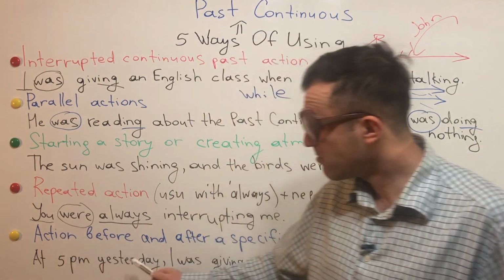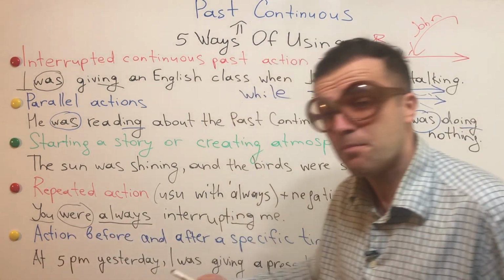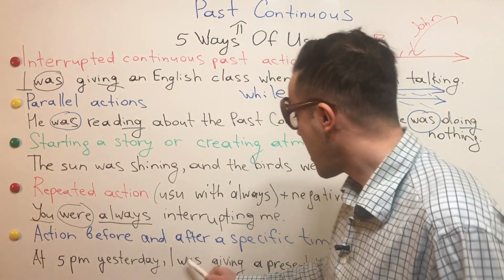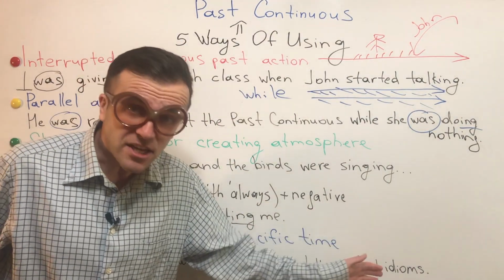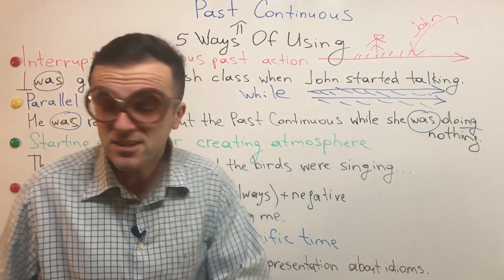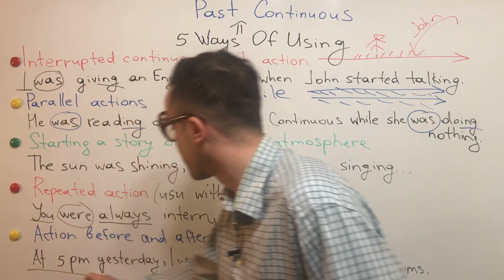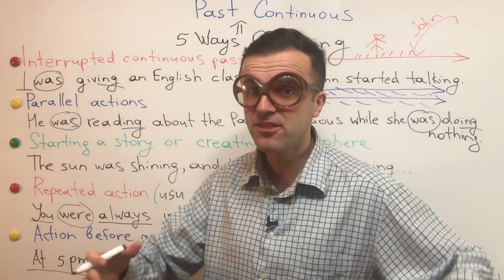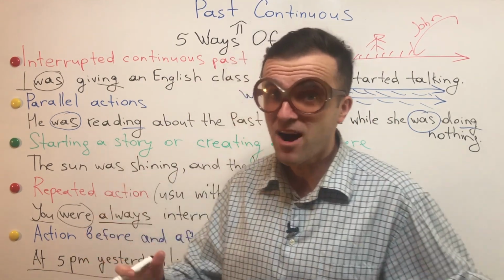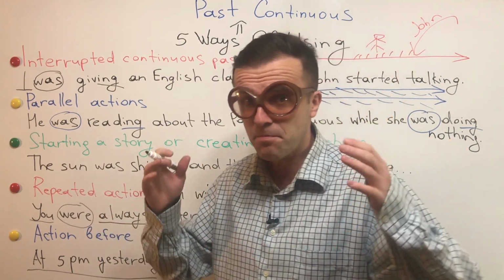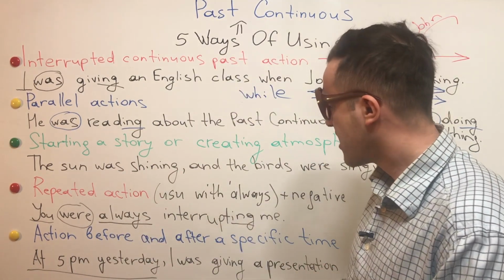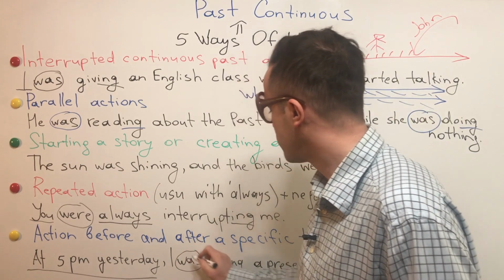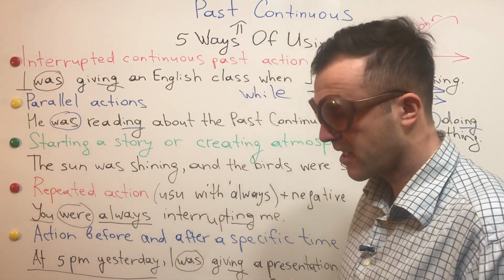At 5 p.m. yesterday, this is a particular time. I was giving a presentation about idioms. This is a particular time. And if we have this particular time, that is the marker for using the past continuous. And we still have was, and we still have ing.